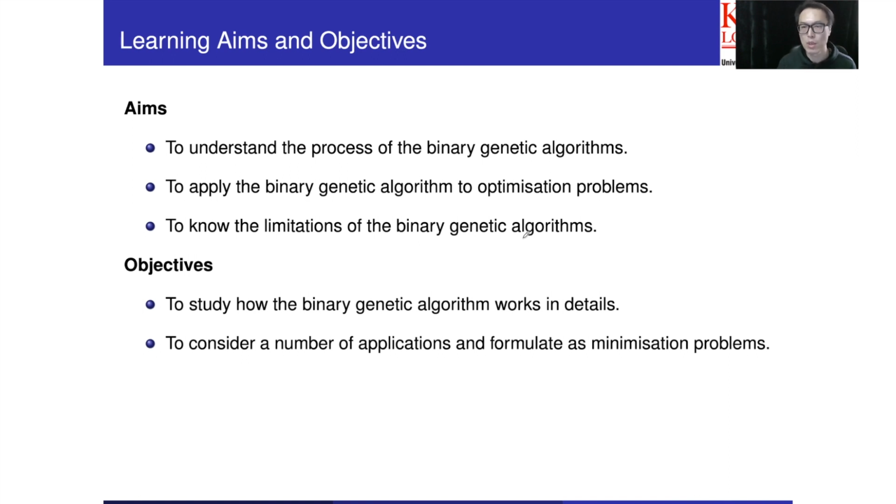We also need to know the limitations of the binary genetic algorithm compared with others. For example, why don't we use gradient descent? Why don't we use line minimization or the simplex method? We have learned those from the previous topics. Once we know the limitations of the BGA, we will know whether an application can be handled or not. So the objective is to know how it works in detail, as well as to see whether we are able to formulate the optimization problem as a minimization problem.